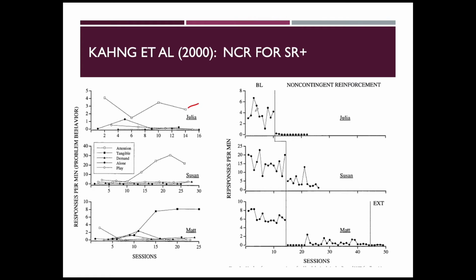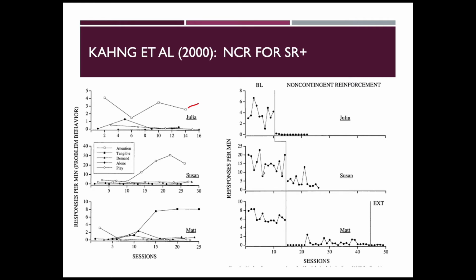Our problem behavior is roughly somewhere between 3 to 6 responses per minute. And if we deliver attention non-contingently, I forget the details of this study, but let's just say we deliver attention every 30 seconds. That eliminates the problem behavior. Why? Because the EO is the absence of attention. So if we're delivering attention for free, that means the person is being satiated, right? They're getting all the attention they could possibly want. So therefore, attention is not valuable, and you will not act out to get attention.